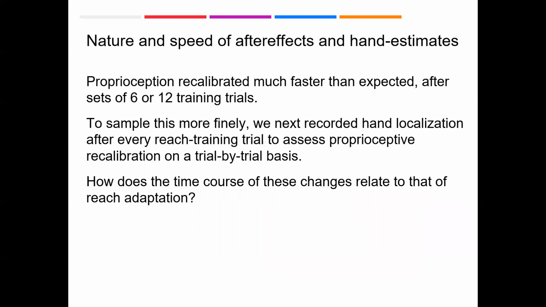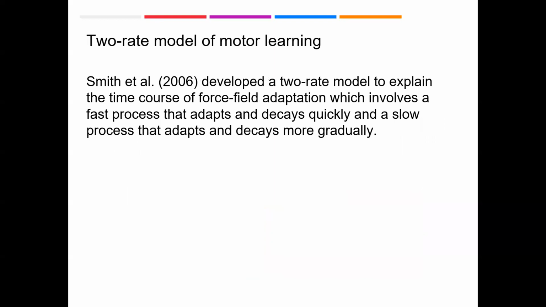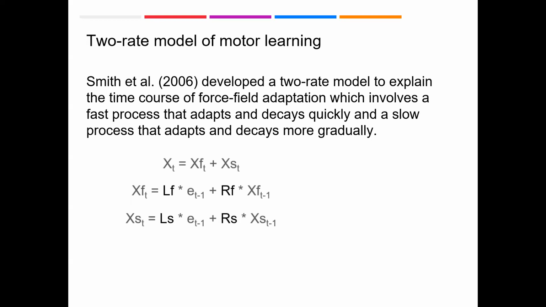And so what we want to know is, how does the time course of these changes relate to that of reach adaptation? And so here we actually relied on a state space model, or a 2-rate model that was developed by Maurice Smith in 2016 to help explain the time course of force field adaptation, which is another type of adaptation of the reaching movements in response to some changes in dynamics or mechanical perturbations. They also did the same thing for saccade adaptation. And their model involves a fast process that adapts and decays quickly, and a slow process that adapts and decays more gradually. And since that paper, others have also shown that the state space model can also explain visuomotor adaptation.